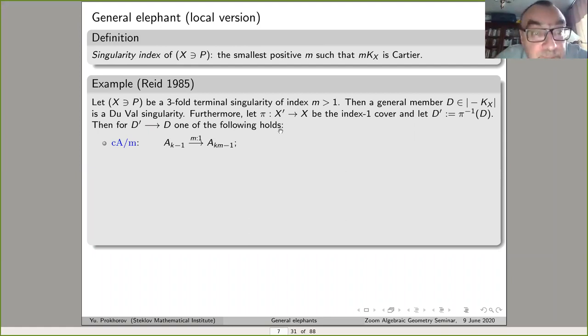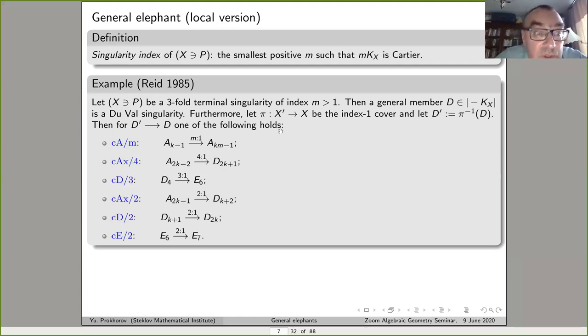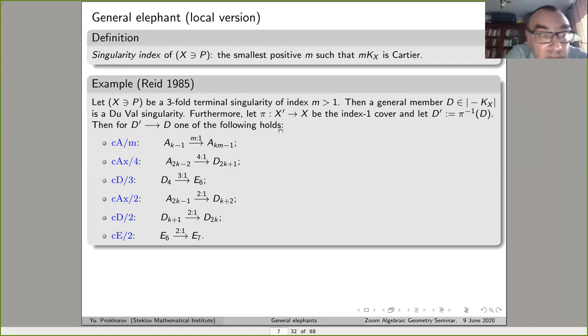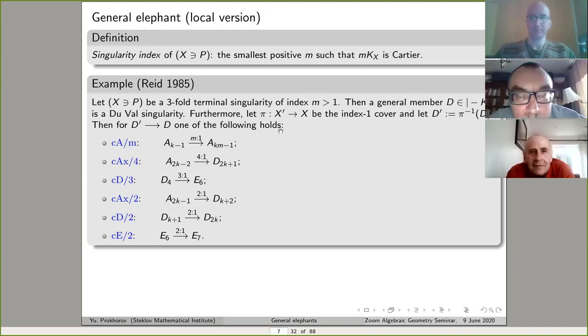And moreover, for this anti-canonical member and for its proper transform to the index one cover, we have one of the following possibilities. These possibilities exactly correspond to the classification of terminal singularities. The first case is the main series, in which m is arbitrary, the index is arbitrary, and these are called cA/m singularities. And we have a few more exceptional cases where the index is bounded, at most four. This corresponds to the classification, and in each case there is a presentation of the singularity by explicit equations and a group action.